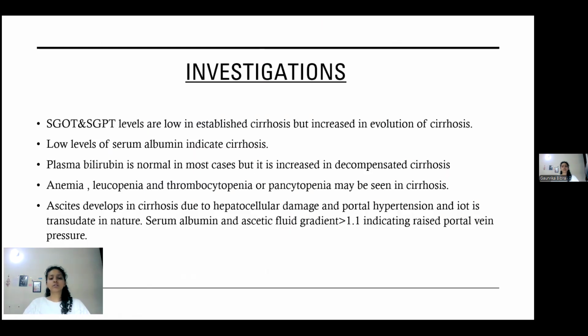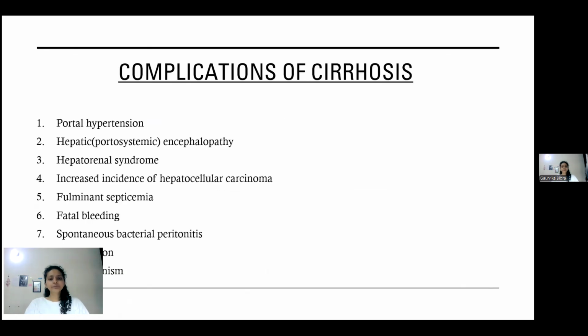Ascites develops in cirrhosis due to hepatocellular damage and portal hypertension, and is transient in nature. A serum albumin ascitic fluid gradient of more than 1.1 indicates raised portal vein pressure. Complications of cirrhosis are portal hypertension, hepatic encephalopathy, hepatorenal syndrome, increased incidence of HCC, pulmonary septicemia, fatal bleeding, spontaneous bacterial peritonitis, malnutrition, and hypersplenism.